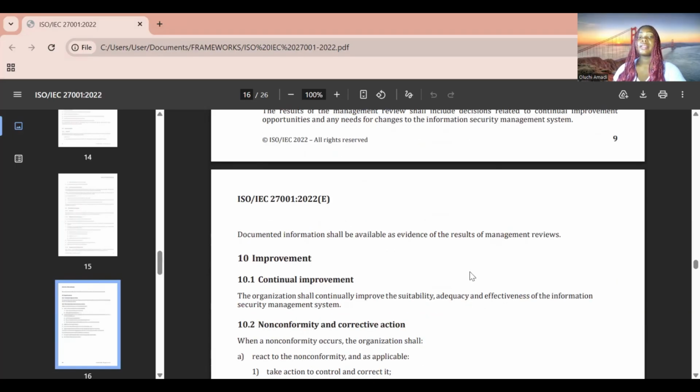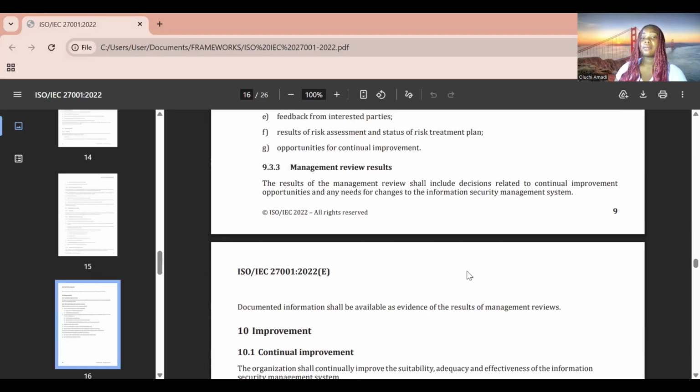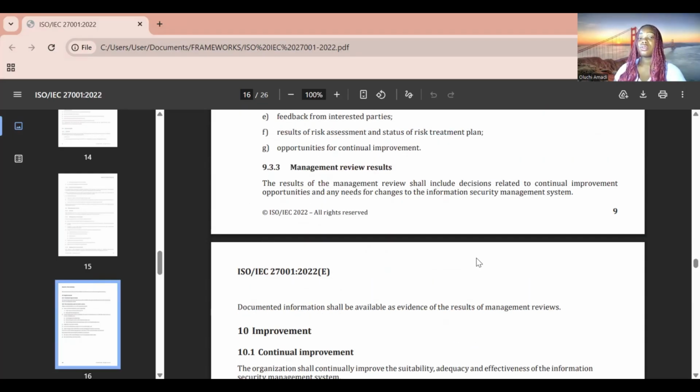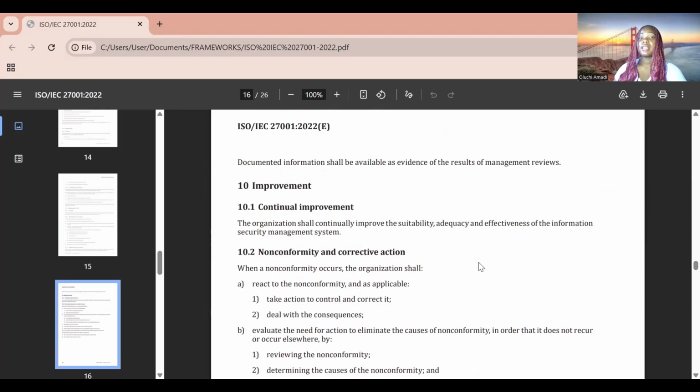Clause 9.3 also talks about management review results. The results of what management has reviewed will now feed into continuous improvement, if there is an opportunity to improve, along with the decisions or corrections that management puts in place. That is for Clause 9.